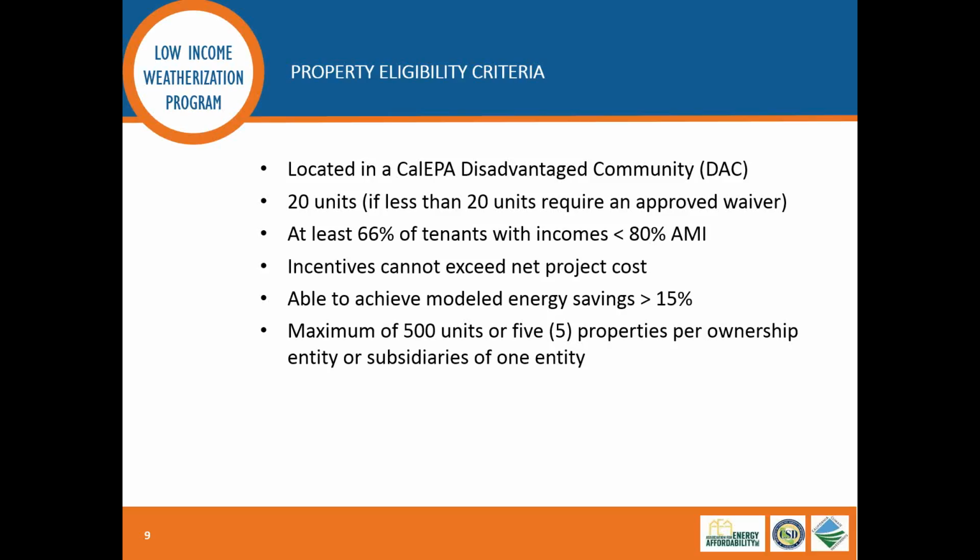We have a couple of options. One, if the property is regulated by a state or federal agency, such as HUD or the Tax Credit Allocation Committee, and there's a regulatory agreement already in place that restricts the property at a certain income level or range, that's an easy way for us to verify that the property complies.